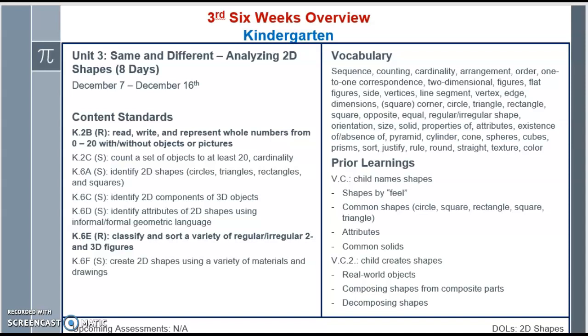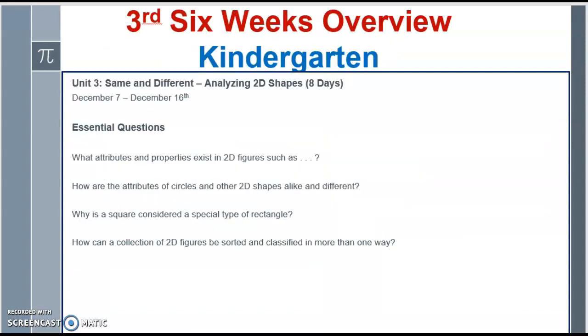Some prior learnings from pre-K are that students would be able to identify shapes by feeling them, but without seeing them. Identify common shapes as always circle, square, rectangle, triangle. Attributes and common solids, and then also relating those shapes to real world objects, composing them and decomposing them. So some essential questions would be things as such: what attributes and properties exist in 2D figures such as circles, squares, rectangles, triangles?